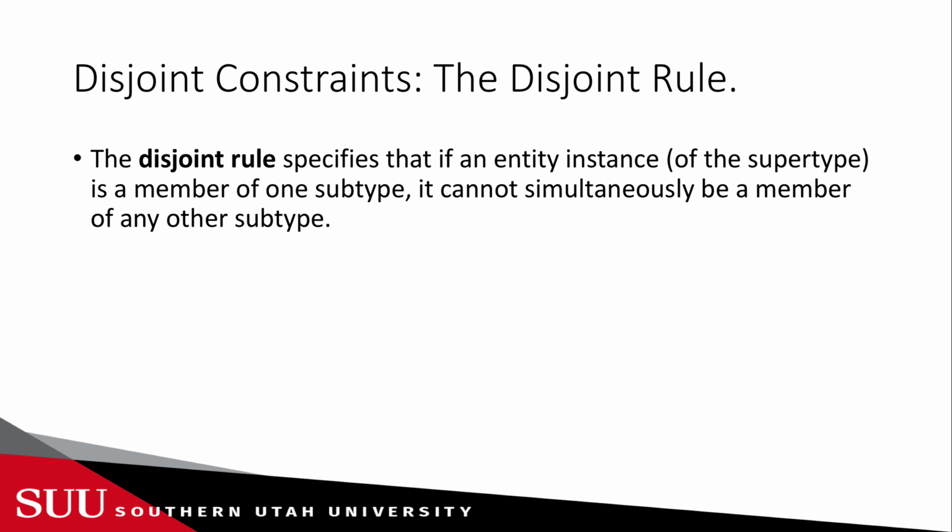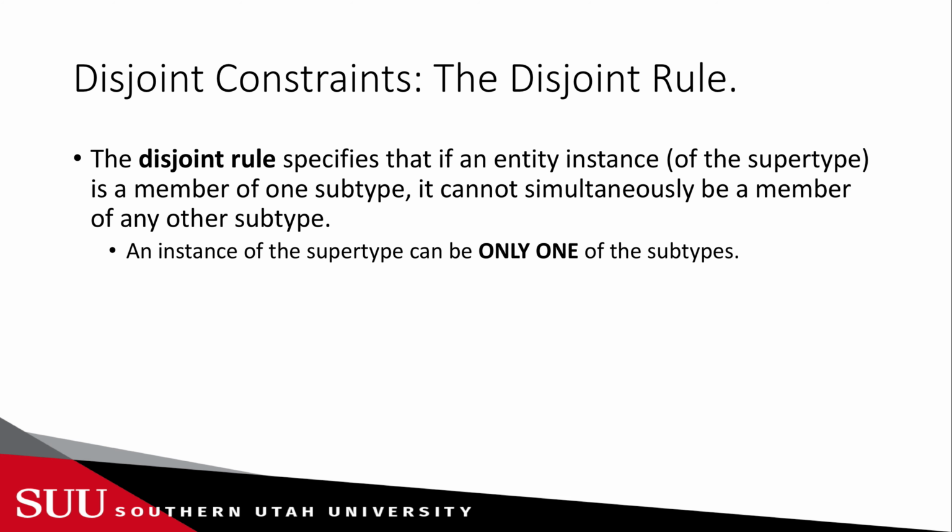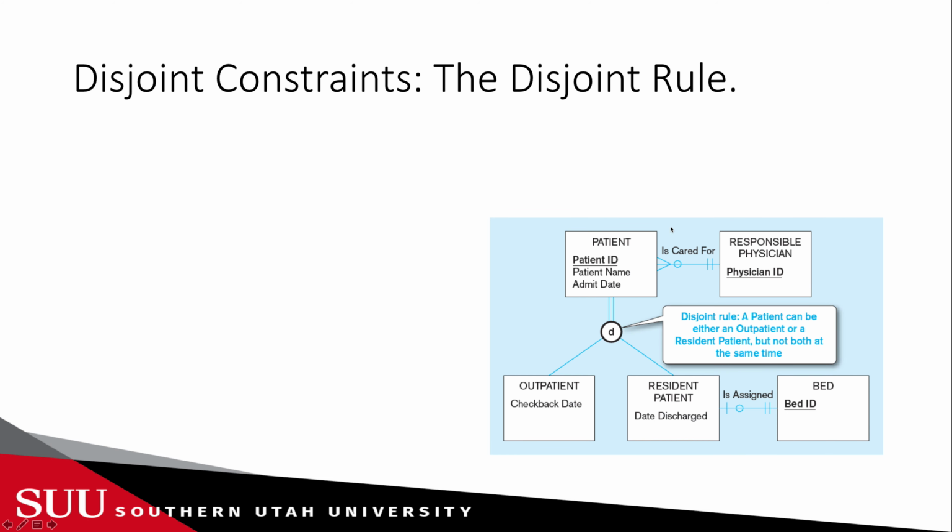The disjoint rule specifies that if an entity instance of the supertype is a member of one subtype, it cannot simultaneously be a member of any other subtype. So it says if I have an instance that belongs to one of these subtypes, it can only belong to that subtype and it cannot belong to another subtype at the same time. So we will denote this by the letter D, which is going to be placed in the circle that is going to be between the subtype and the supertype. And we can see it right here.